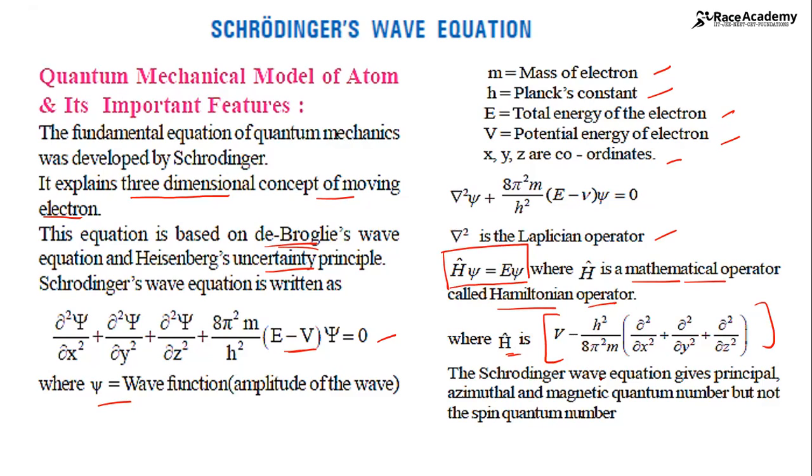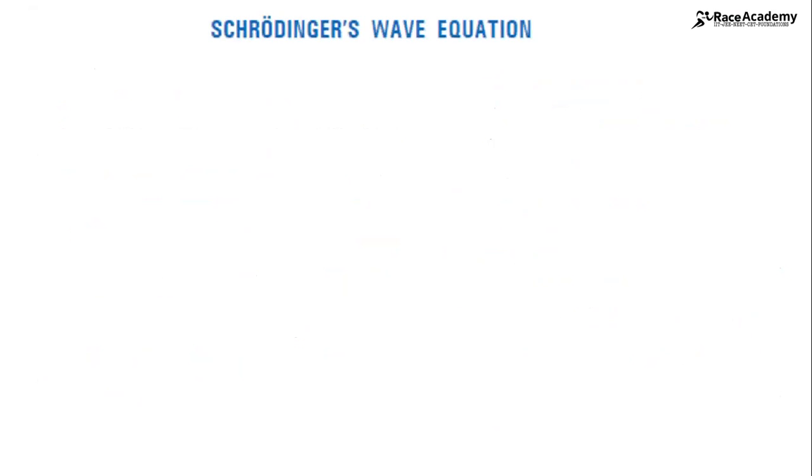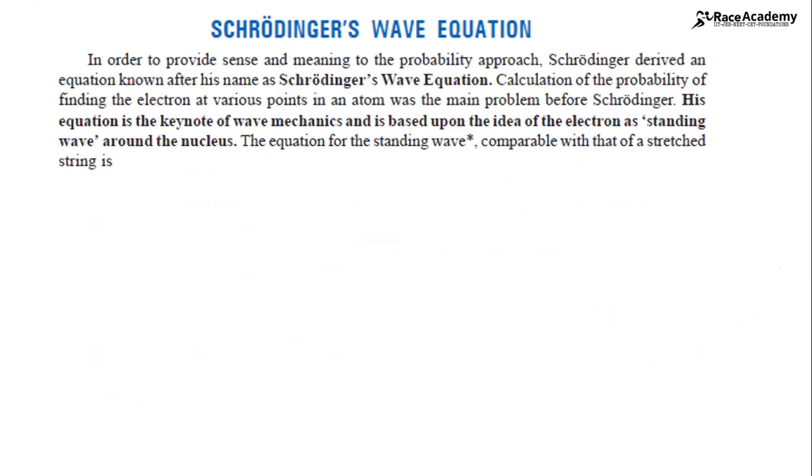And this Schrodinger wave equation gives the principal, azimuthal and magnetic quantum numbers, but not the spin quantum number. We will discuss the spin quantum number separately and very clearly. So finally, the quantum mechanical model is an advanced model which leads to the development of quantum numbers. Now the Schrodinger wave equation is the keynote of wave mechanics and is based upon the idea of the electron's standing wave around the nucleus.